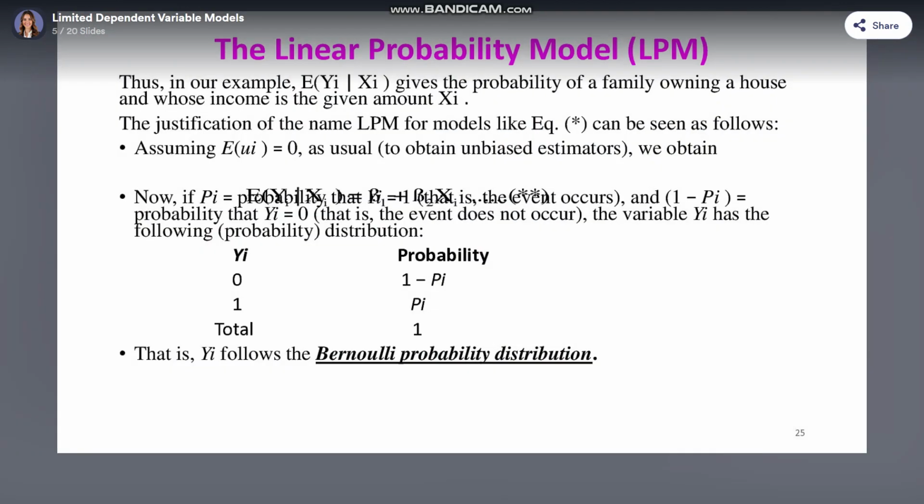In this setup, the expected value of our outcome variable, given income, represents the probability that a family owns a house. This works because the binary outcome follows a Bernoulli distribution, where the probability of success is the chance of owning a house. So, the LPM essentially links income to the likelihood of homeownership in a straightforward way.